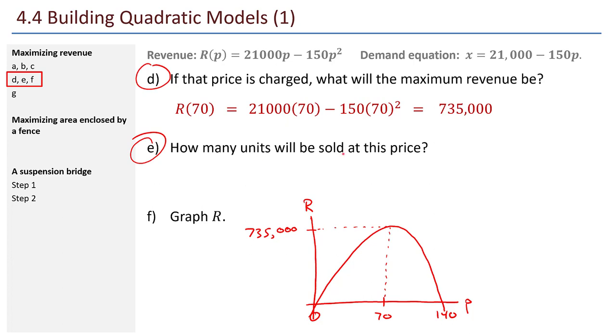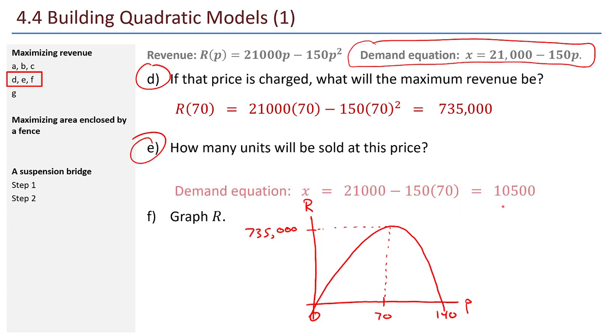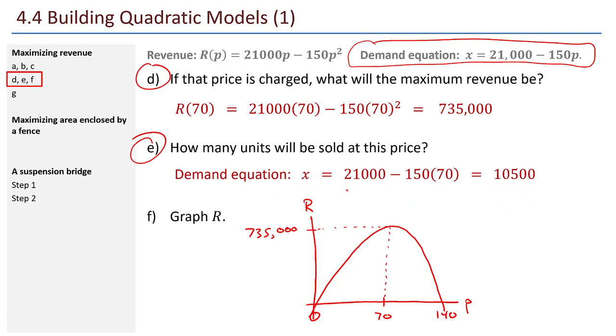How many units will be sold at this price? How do I figure that out? I can remember that I have a demand equation. This tells us the relationship between P and X. So if 70 is the dollar price, then X equals 21,000 minus 150 times 70, and we find that 10,500 items will actually be sold. And there's the graph.